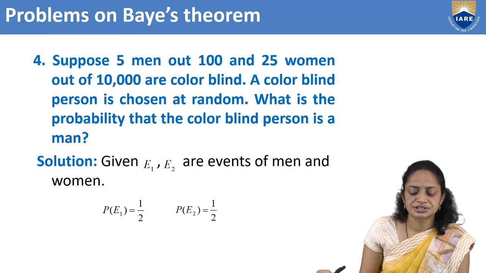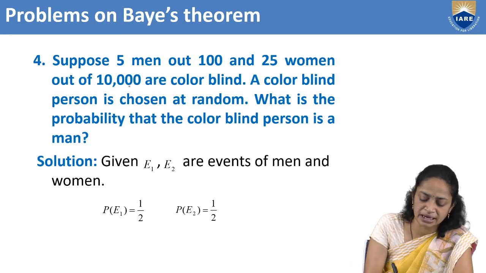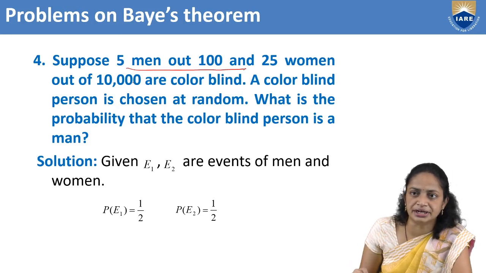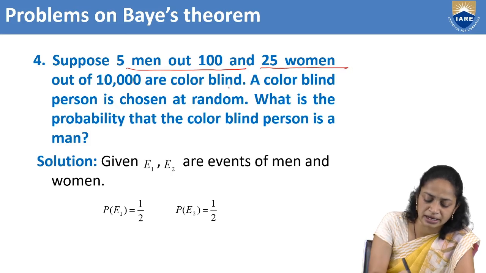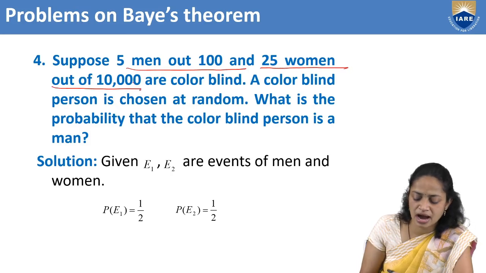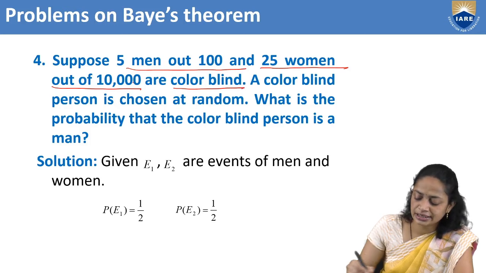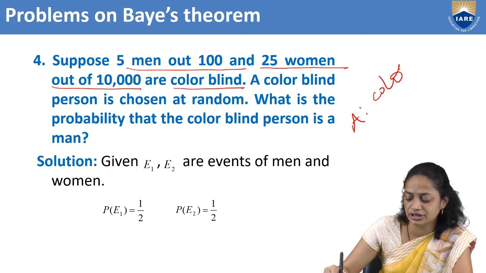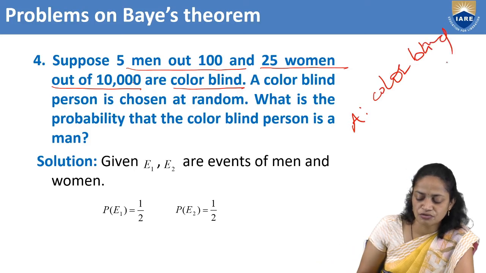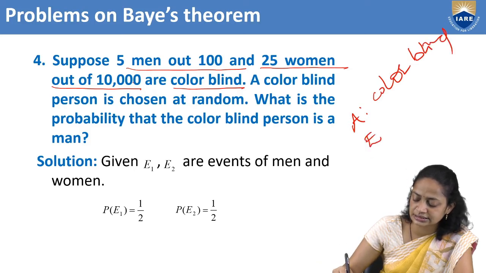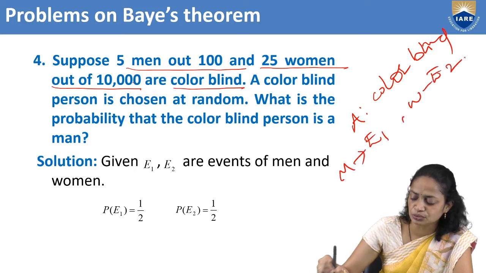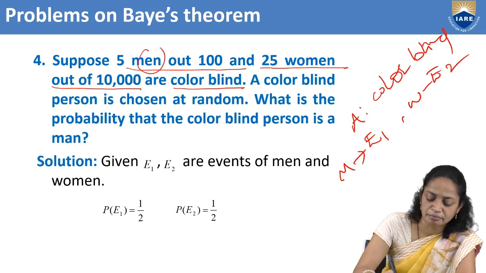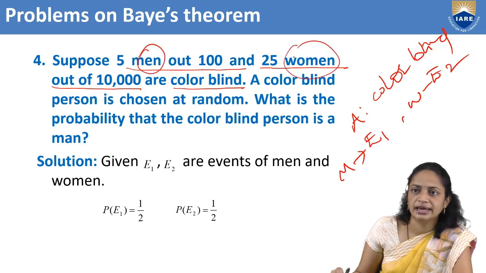So next question: suppose 5 men out of 100 and 25 women out of 10,000 are color blind. So I think all of you know that. Let us consider A be the event of color blind. So what about E1 and E2? Let us consider men is E1 and women is E2.